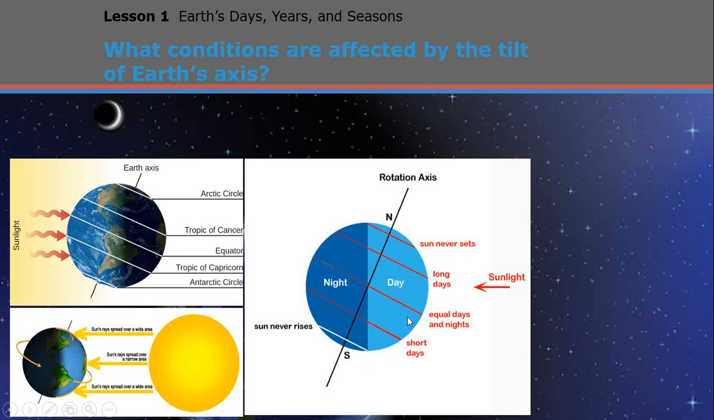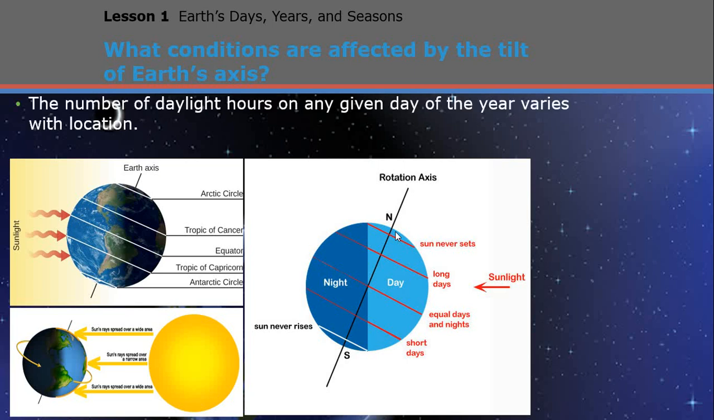So as you can see, the rotation of the Earth causes night and day, but the tilt of the axis of Earth causes longer days or shorter days. Okay? So basically, the number of daylight hours depends on the location. Where are you located on the surface of the planet? And whether this location is at a time where the northern hemisphere is tilted towards the sun or away from the sun.